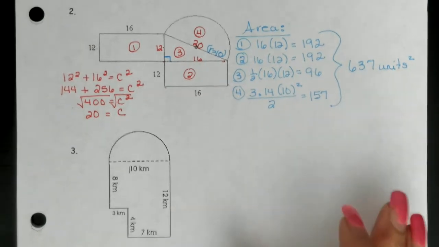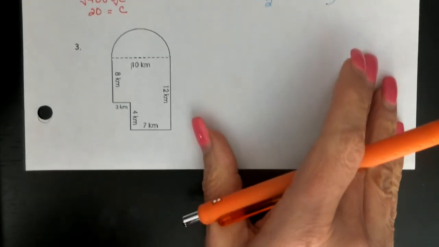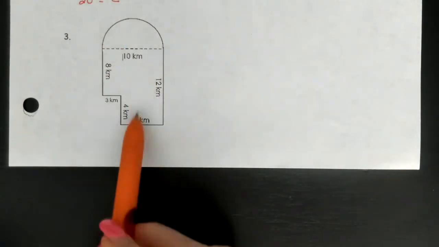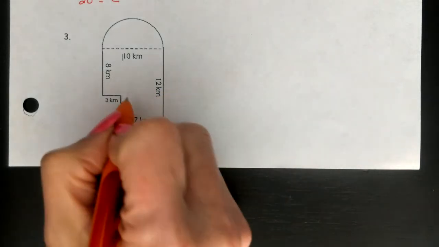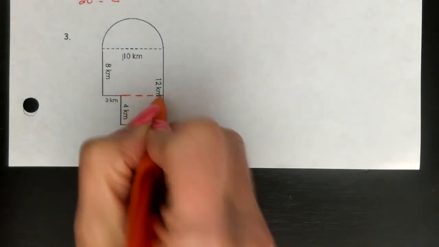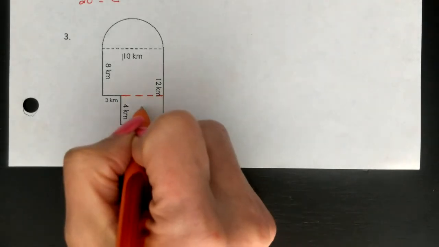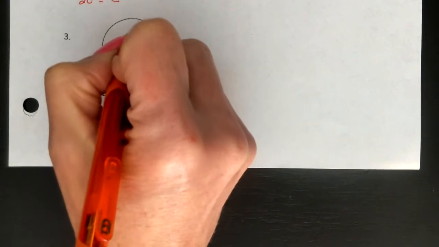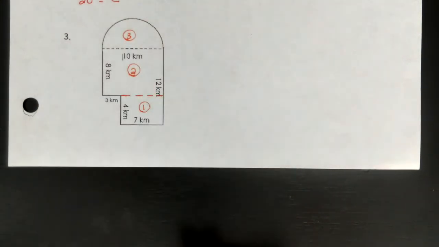And then last but not least, all right, we've got a semicircle and we've got this L shape. So we need to divide this. I'm going to go ahead and divide it across like this. So that does give me 3 shapes. I have a rectangle here, a square or rectangle there, and I have a semicircle here.